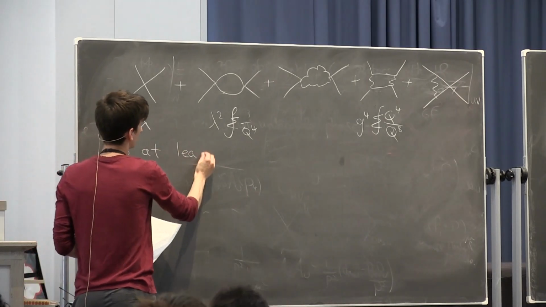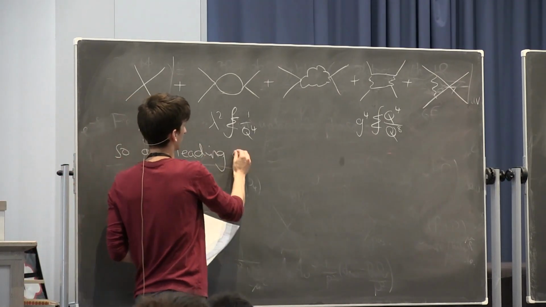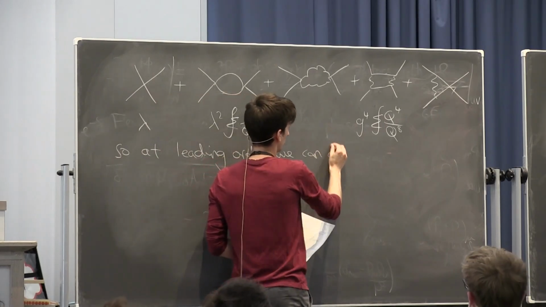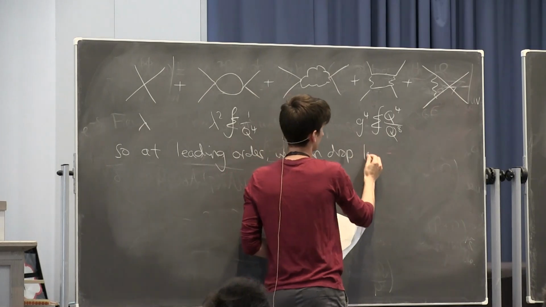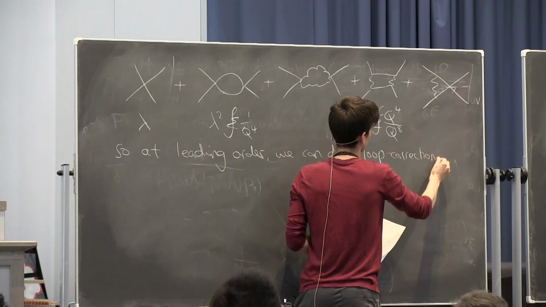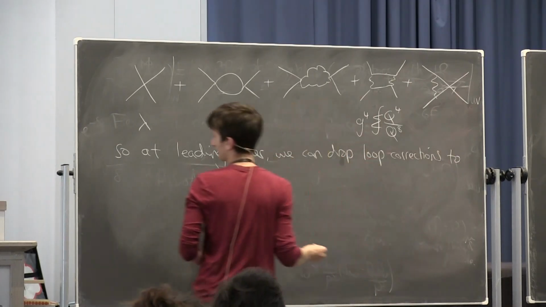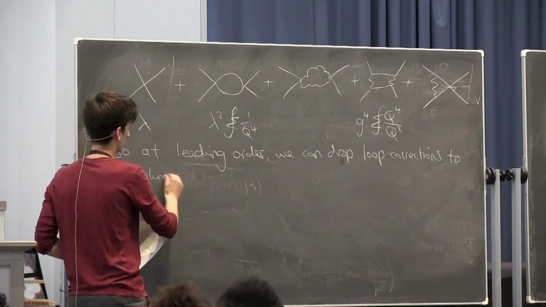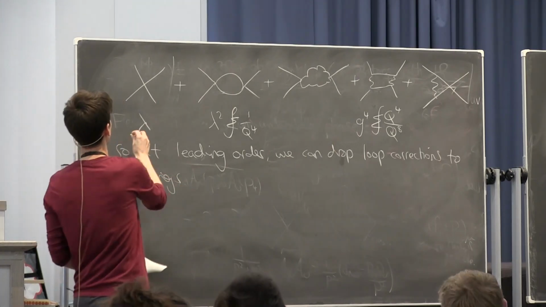So at leading order, we can drop loop corrections to couplings. That is, I just take this diagram.